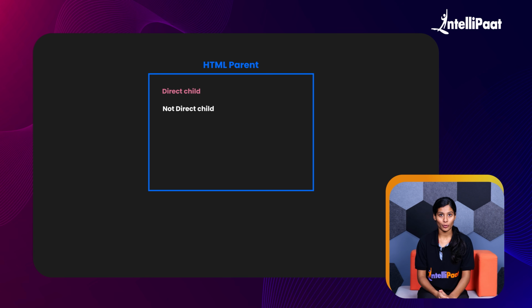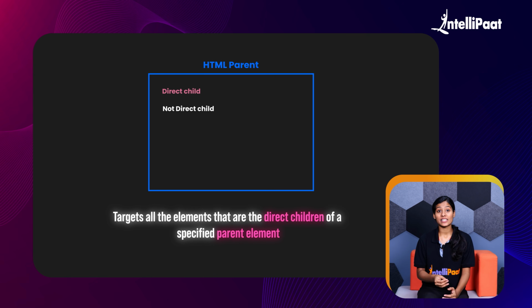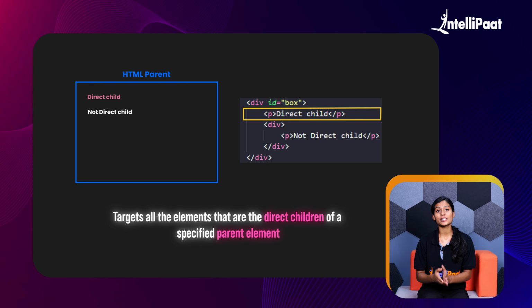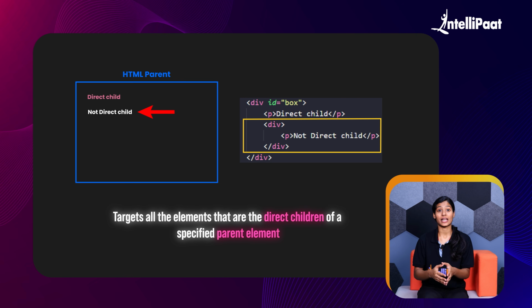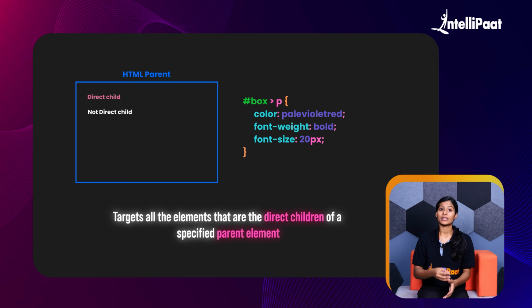Next, we have the child combinator. This one targets all the elements that are the direct children of a specified parent element, like how this paragraph tag inside the div tag with ID box is getting affected, but the other paragraph which is inside another div is not getting affected. To select the paragraph tag appearing right after the div tag, you can use the child combinator like this.